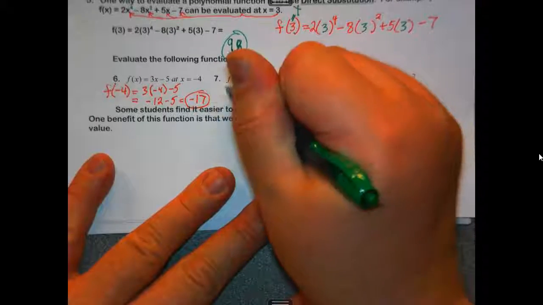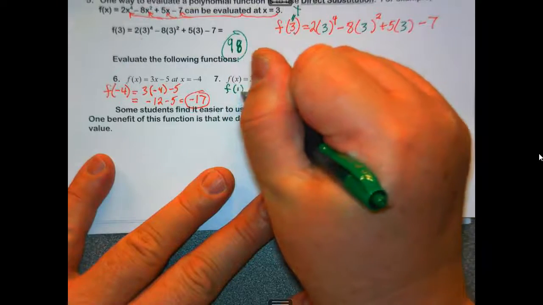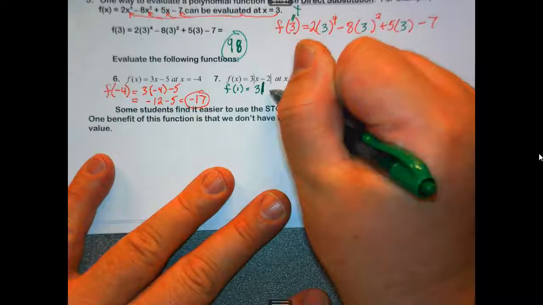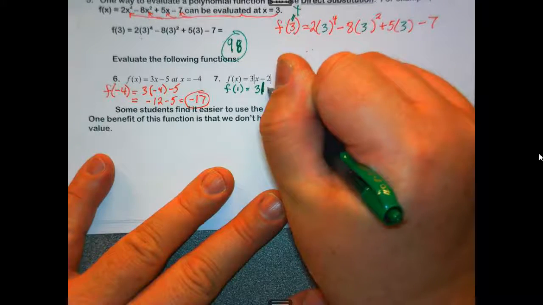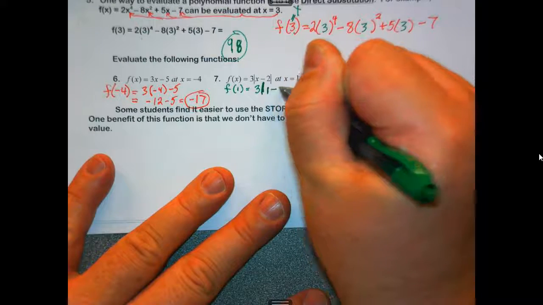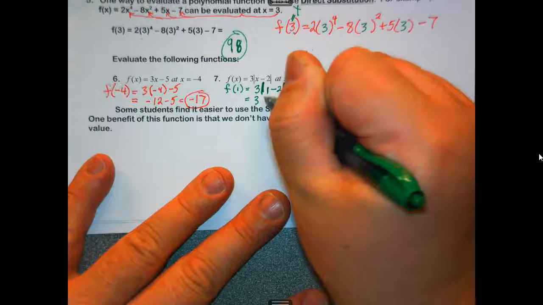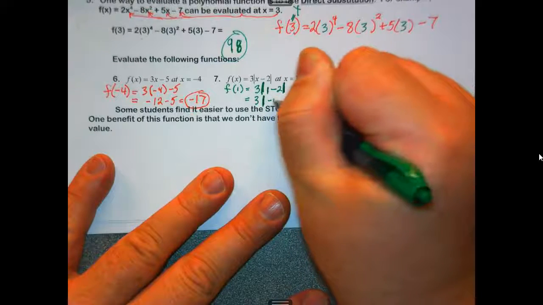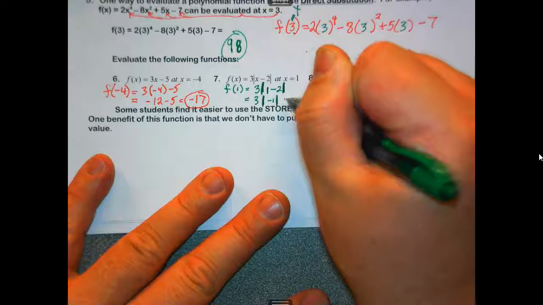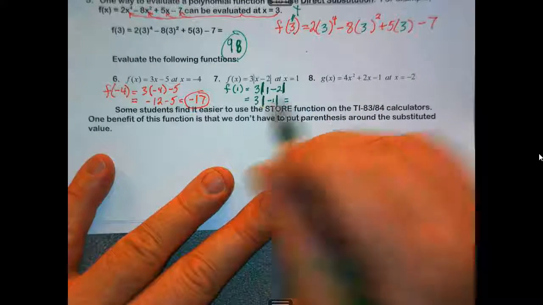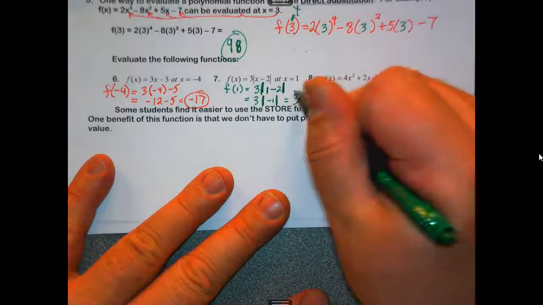Okay, 7, we're supposed to do the f of 1. So I have 3 absolute value 1 minus 2. So I have 3 times the absolute value of -1, which is absolute value of -1, +1. +1 times 3 is 3.